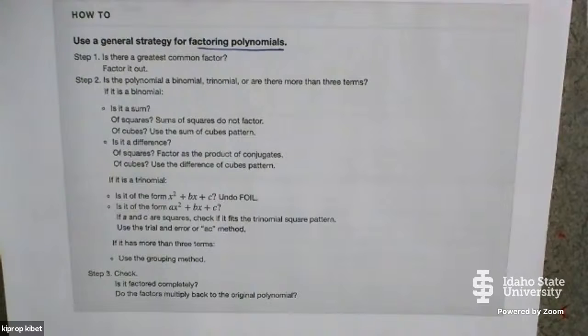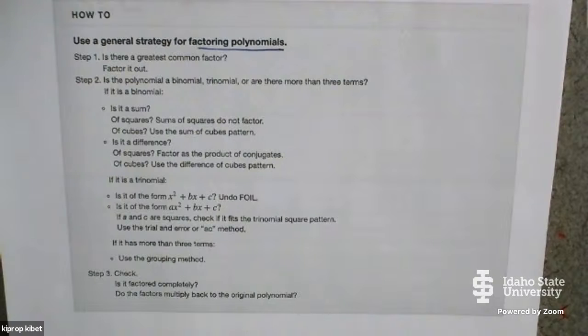So use a general strategy for factoring polynomials. The first one is you look for the GCF, greatest common factor, and then you factor it out. So you make sure you factor that one out. Next one is: is the polynomial a binomial, trinomial, or are there more than 3 terms?